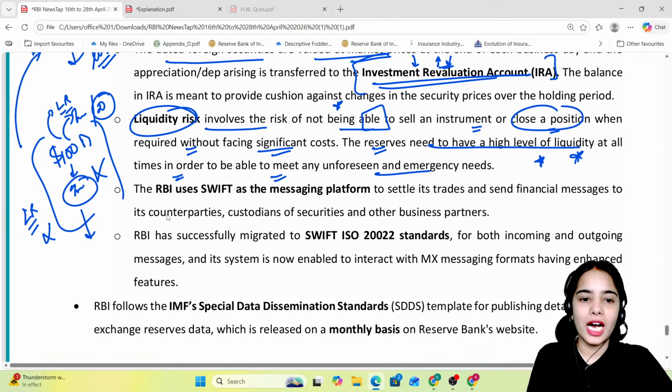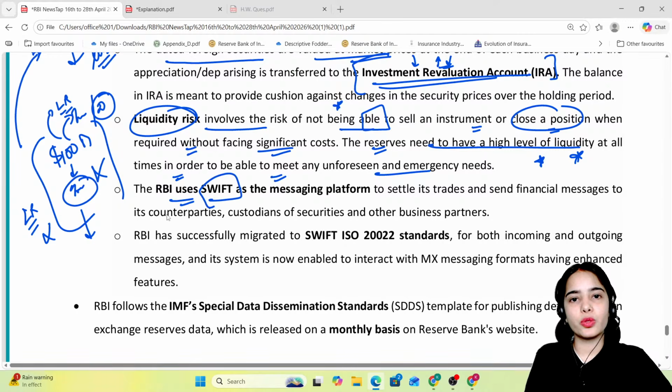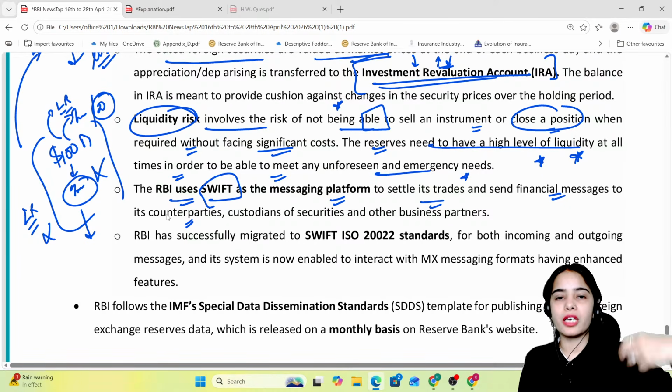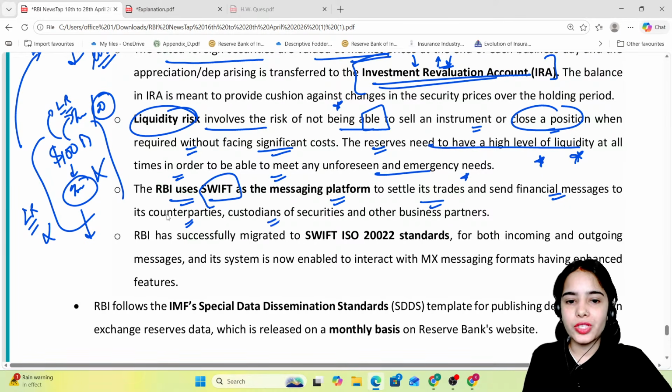RBI uses SWIFT. We have discussed SWIFT. This is the messaging platform to settle the trades. So RBI also uses SWIFT as a messaging platform to settle its trades and send financial messages to its counterparties, to the other parties, to the other banks, or to the other central banks, custodians of securities.